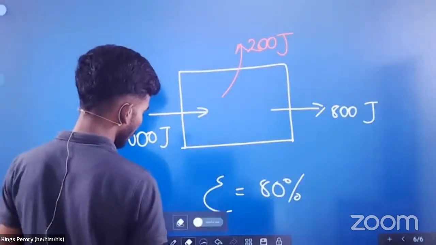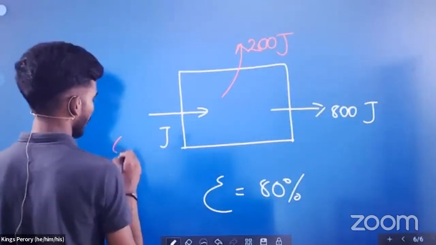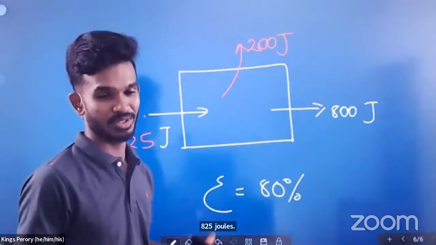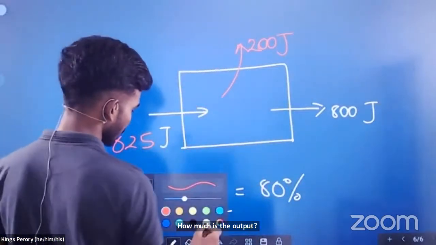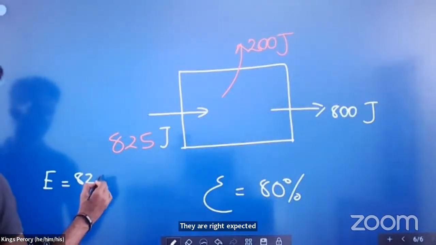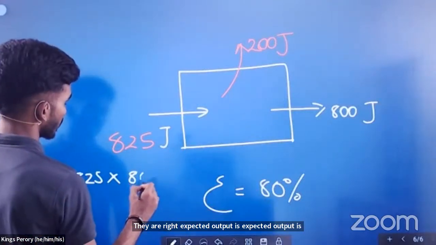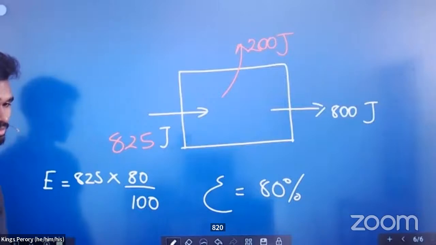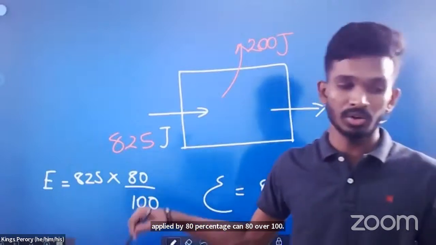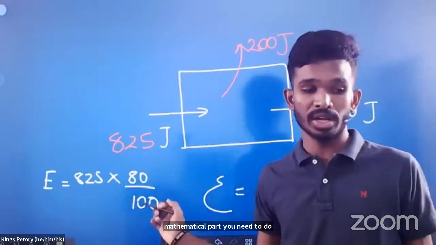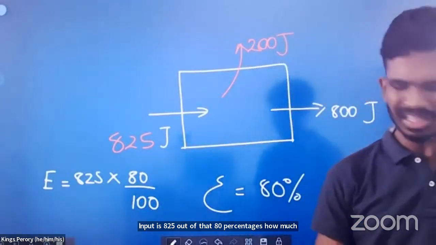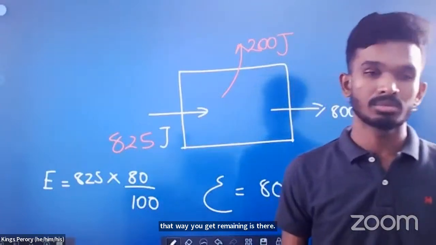If I give an input of 825 joules, how much is the output? Expected output is 825 multiplied by 80 over 100. From that you find the amount. That is the mathematical part you need to do. Input is 825, out of that 80% is how much? That way you get it. The remaining is the loss.